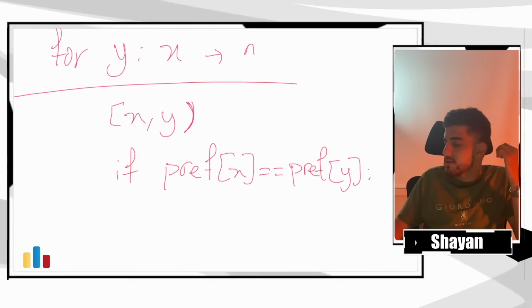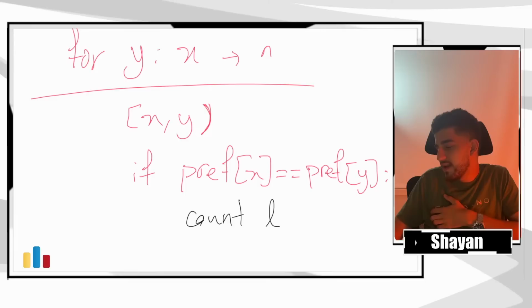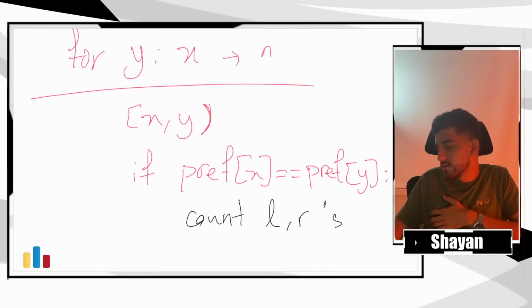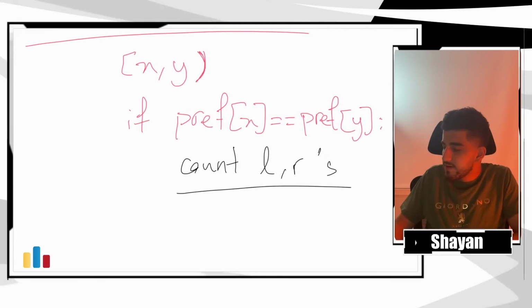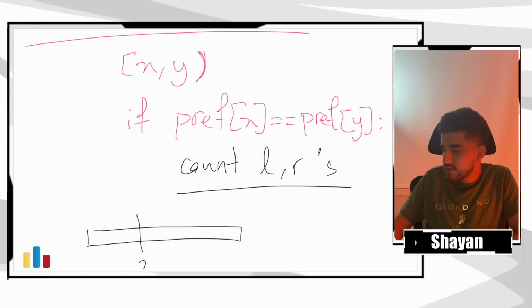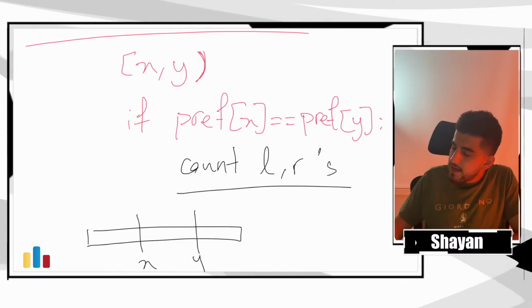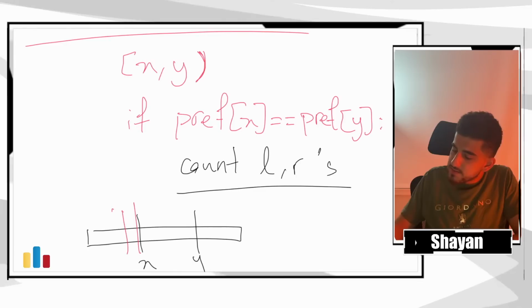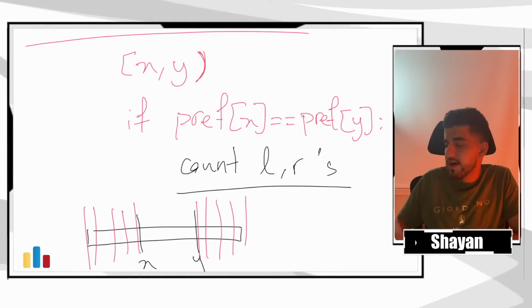If this happens, what I can say is that I want to count how many L and R's are good. Count the number of L and R's in here. How many L and R's are good? I say that when you fix the values of x and y, for example, x is here, y is here, my L must be before this x, at this x or before that. My y must be at this y or after that.